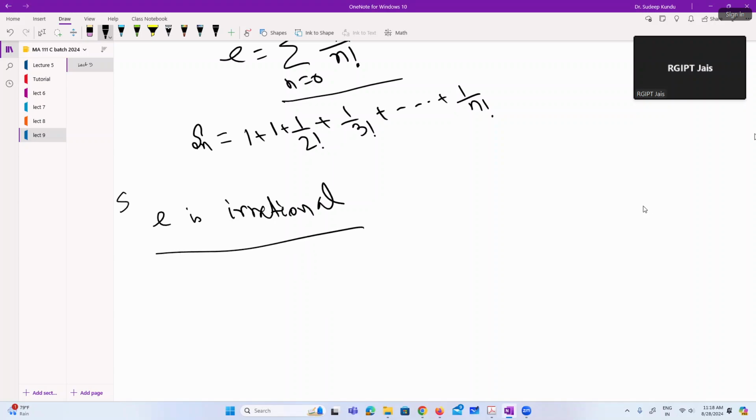Suppose you want to show this. Can anyone guess? So we'll show this in 2 steps. Suppose, by the method of contradiction, suppose e is rational, right? So e is of the form p by q, where p and q are positive integers.